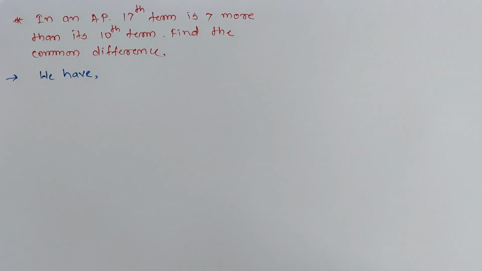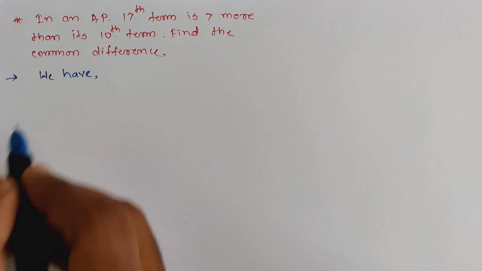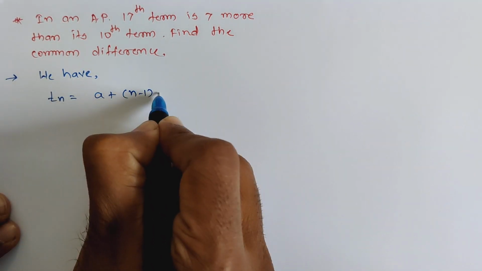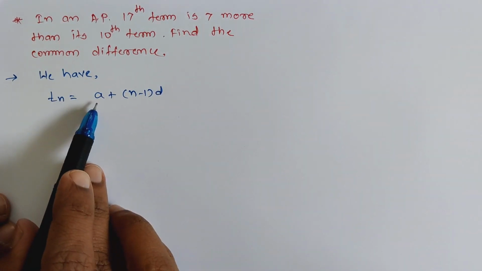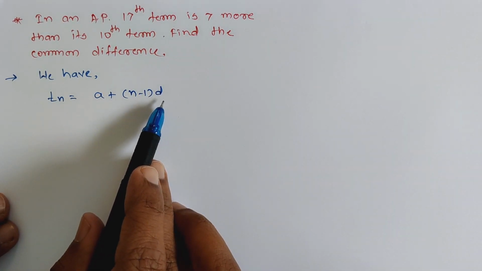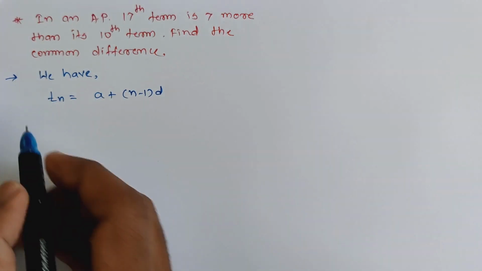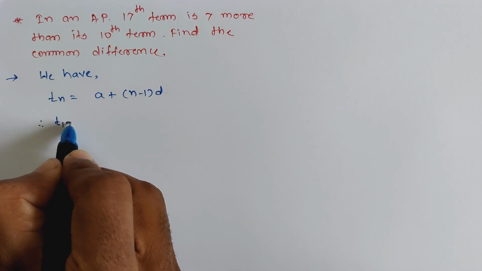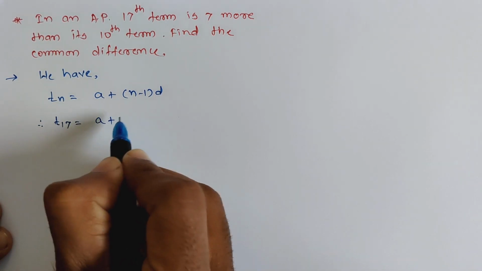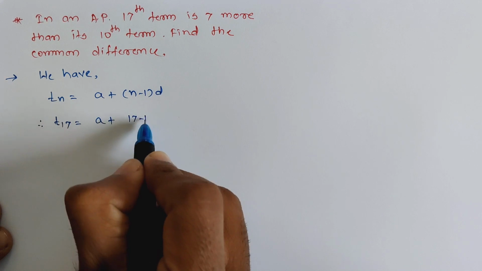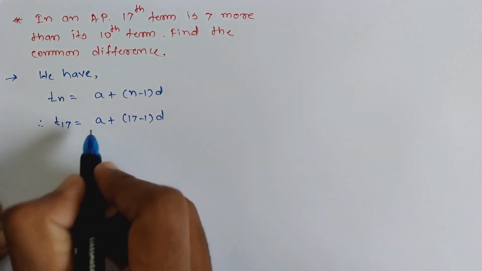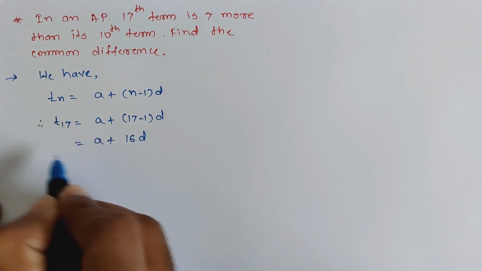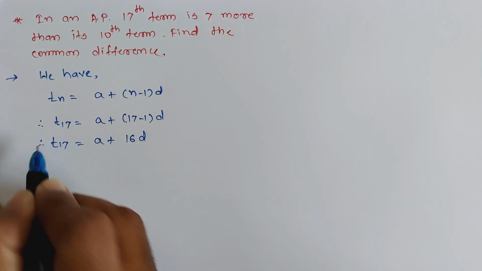So we have the general form of the nth term of an AP, that is Tn is equal to a plus n minus 1 into d, where a is the first term and d is the common difference. So here the 17th term we have to find. So if we replace n by 17, we will get T17 is equal to a plus 17 minus 1, into d. So that is equal to a plus 16d, that is T17.